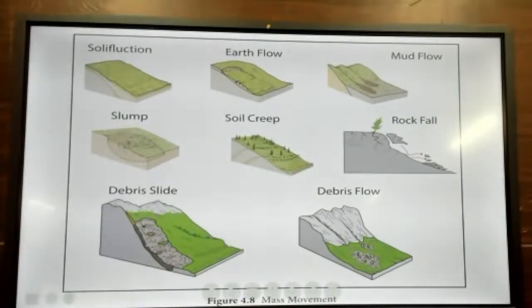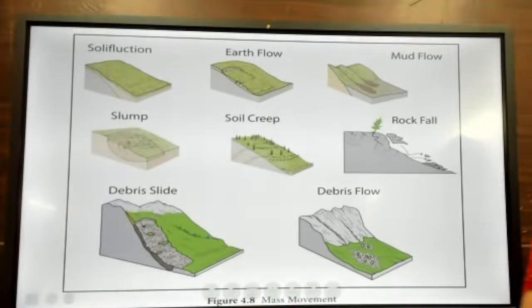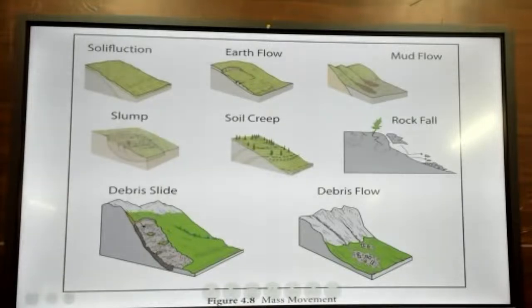Just one line you have to write down. The first one is rockfall. When a piece of rock breaks from a cliff. Cliff means the edge of the mountain. When a piece of rock breaks from the cliff, it generally occurs due to frost wedging.